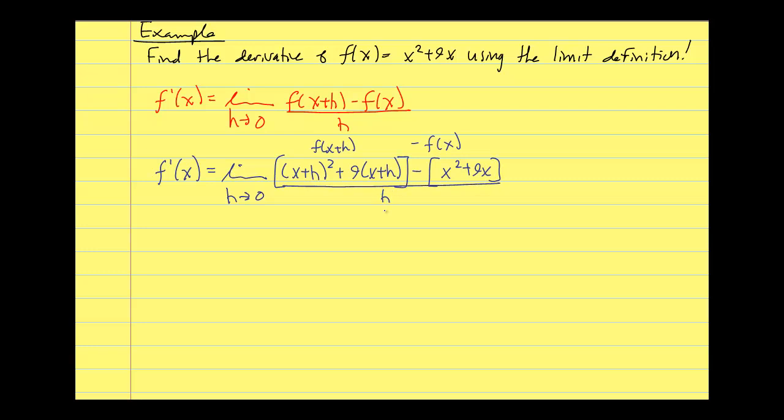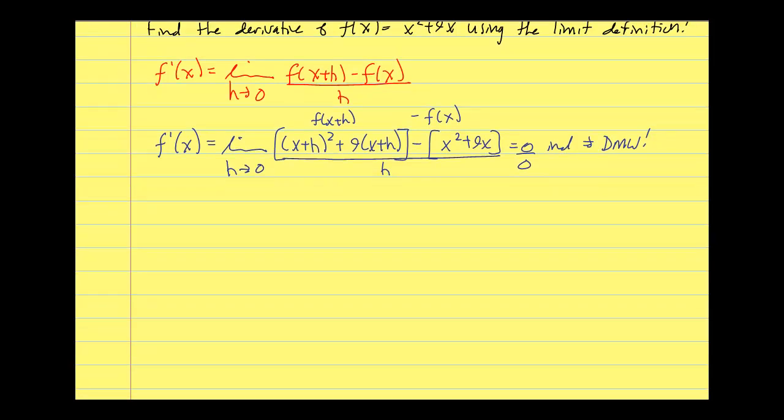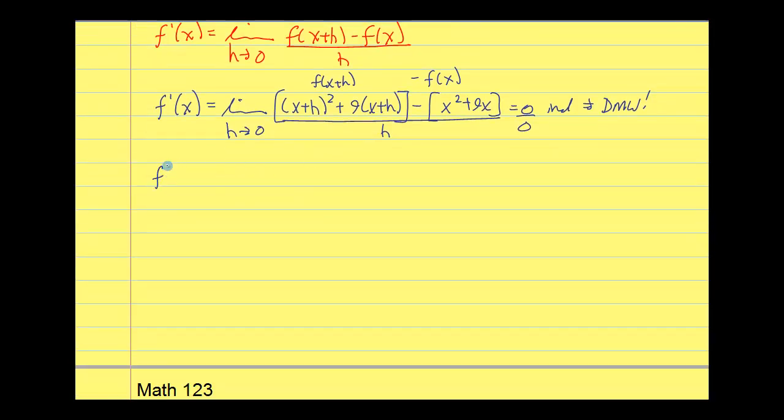Now real quick, if you took a limit here, you would get 0 over 0, which is indeterminate. Indeterminate means to do more work. So we do get 0 over 0, which is indeterminate. Indeterminate implies to do more work. And the more work that we're going to do is simplify the heck out of this thing.